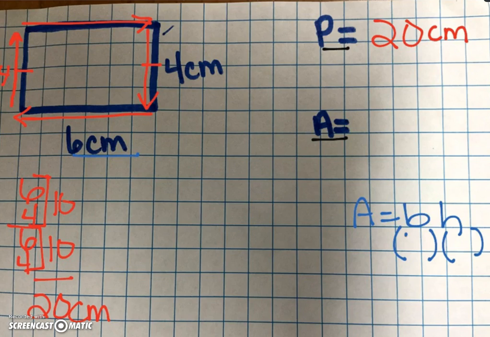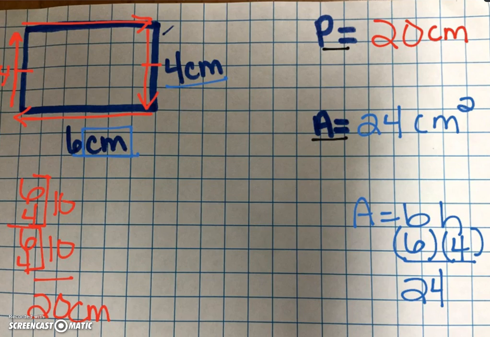Well, the base is 6 centimeters. And the height is 4 centimeters. Then I use the formula, I multiply. So 6 times 4 is 24. So the area is 24 centimeters squared. Now remember, we use centimeters squared because it's centimeters times centimeters. That's 2 centimeters, so that gives me centimeters to the second power, which is squared.